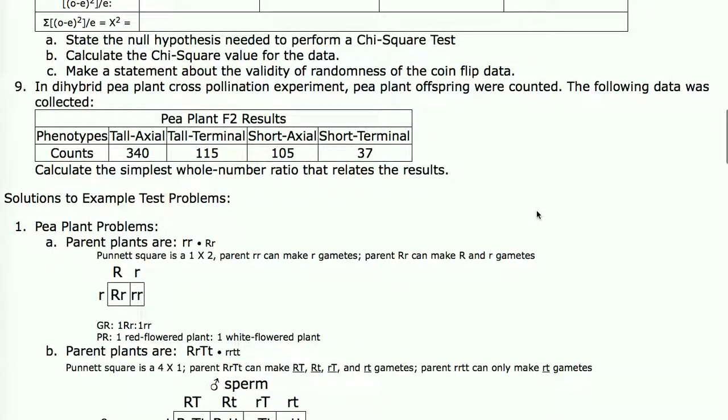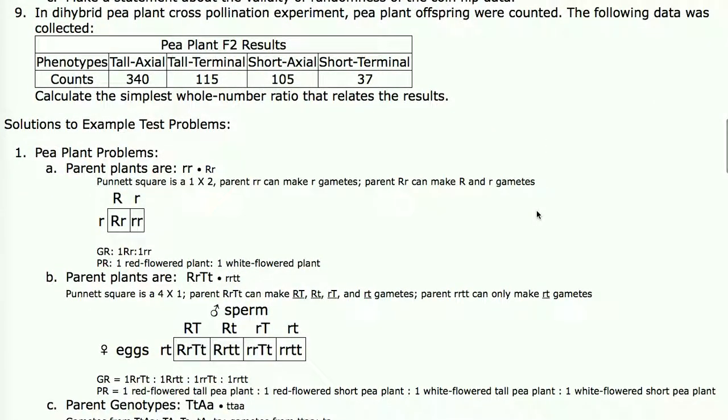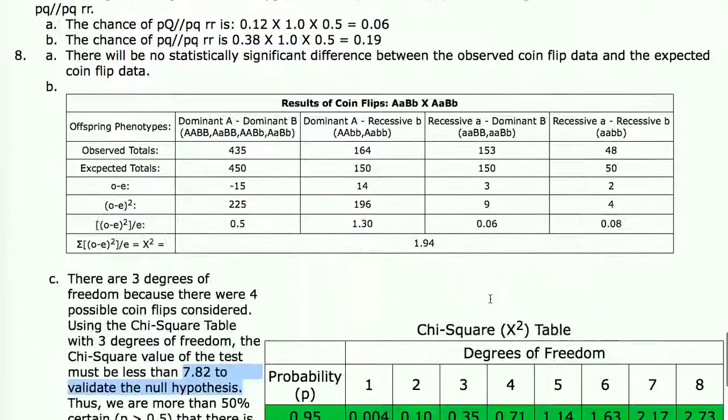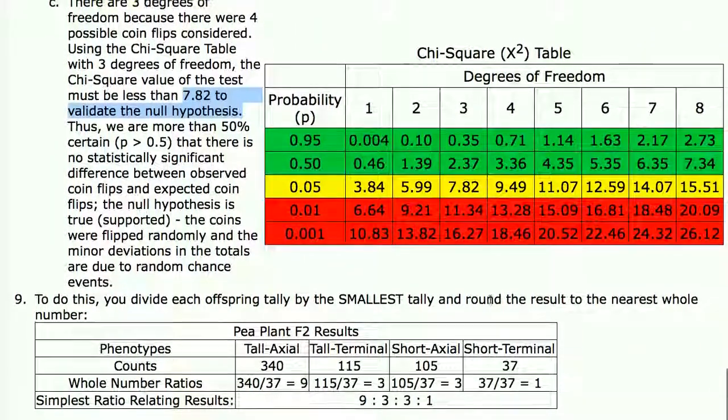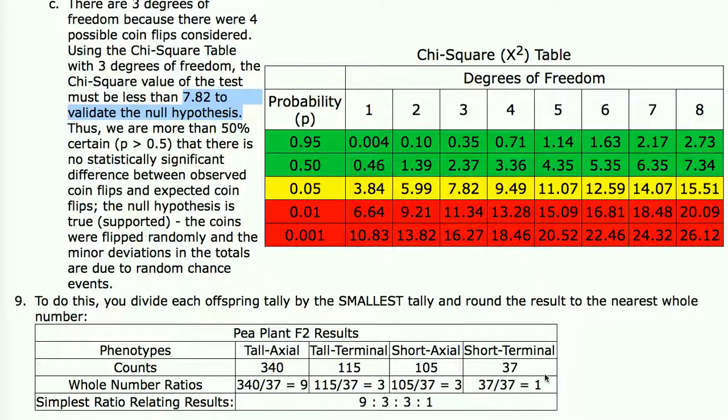The last question: in a dihybrid pea-plant cross, pea-plant offspring were counted. The following was obtained. You got 340 tall axials, 115 tall terminals, 105 short axials, and 37 short terminals. Now this was a big A little a, big B little b by big A little a, big B little b cross. Okay, it's asking you to convert those to a whole number ratio. So all you have to do for that is divide all numbers by the smallest number, so that you can state a ratio here.